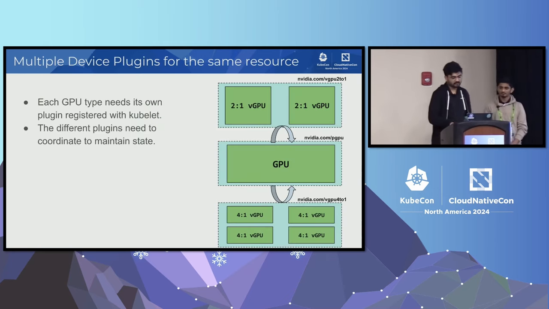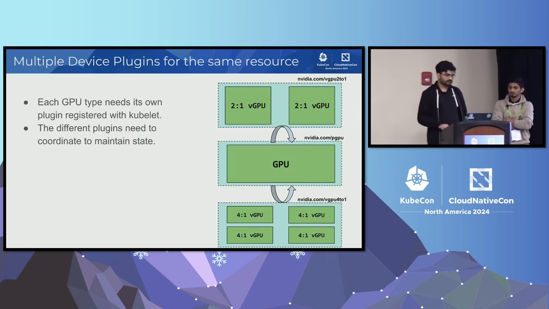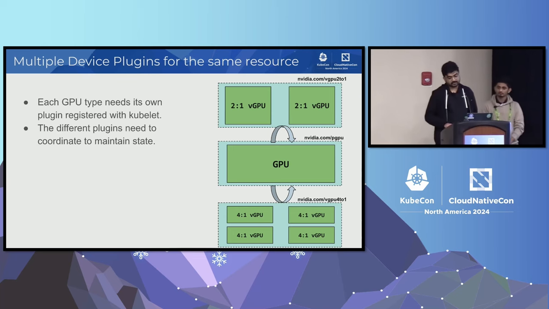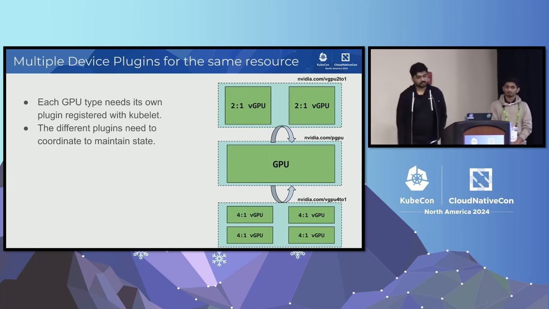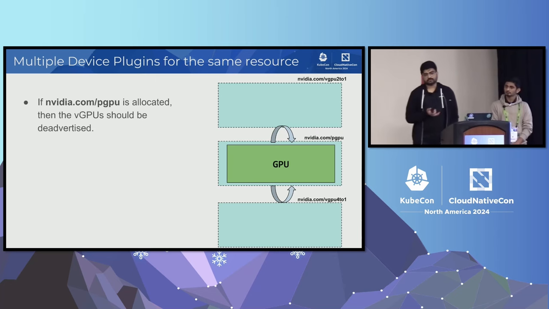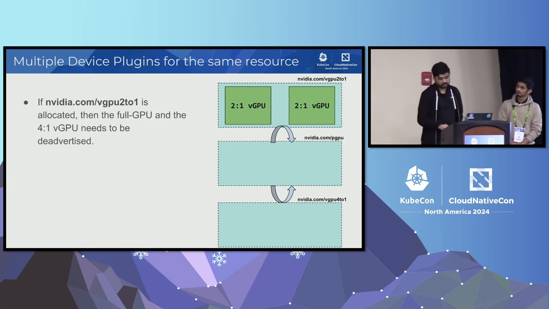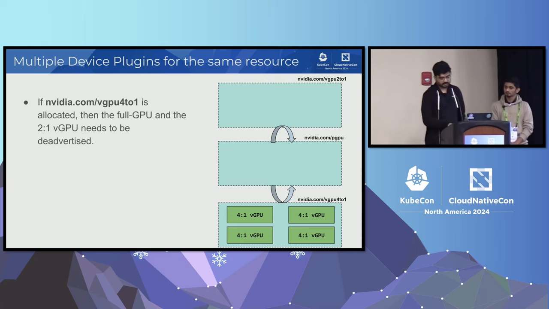And what we found with device plugins, the problems we saw, is that first, we have all these device plugins that we have to manage. And it's all advertising the same hardware. We have just one GPU, but all these device plugins are advertising different resources about the same hardware. So now these plugins need to coordinate with each other, because if you allocate a full GPU, then none of your other resources are going to be usable. So they have to make sure that all those devices are de-advertised. Similarly, if you have vGPUs and your vGPU is in use, then none of the other GPU types can be allocatable. So these have to handhold each other and make sure that they don't double book your devices.